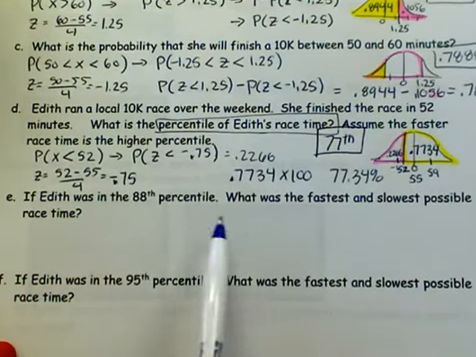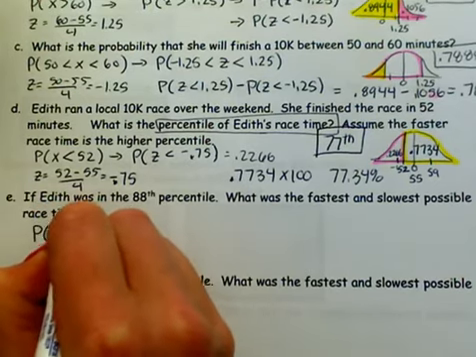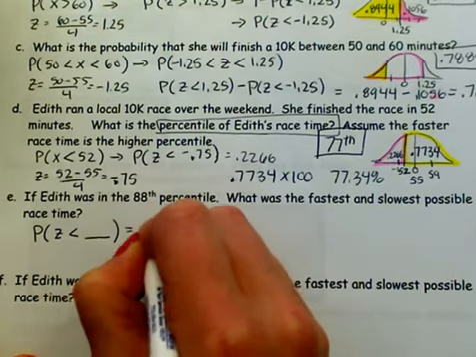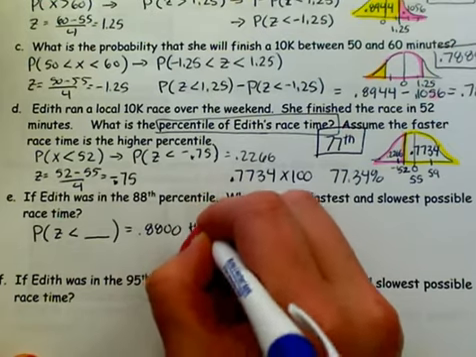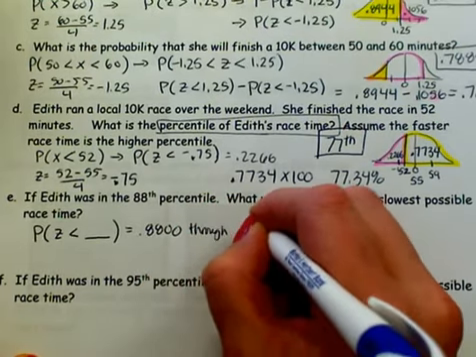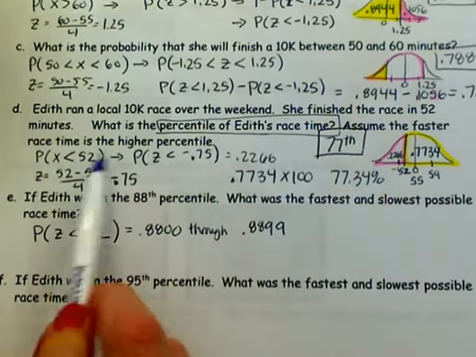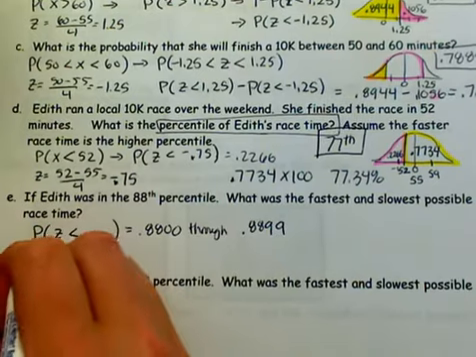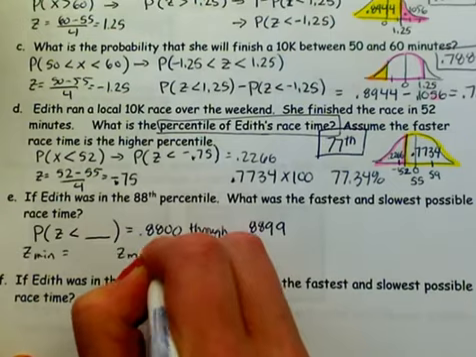Now, we are given the percentile. So the probability of Z less than some number is 0.8800 through 0.8899. There's the difference. Here you're given the Z-score or the data number. Here we're not, so we're going to have to work backwards. So let's go scan our chart for the minimum Z and the maximum Z.